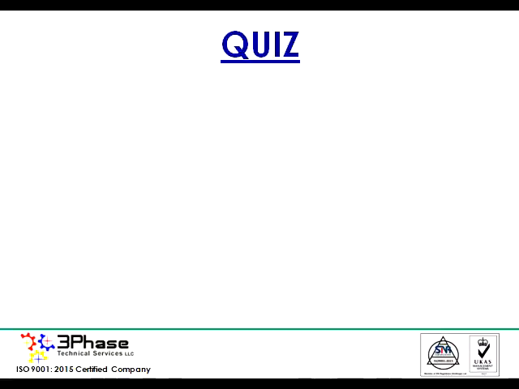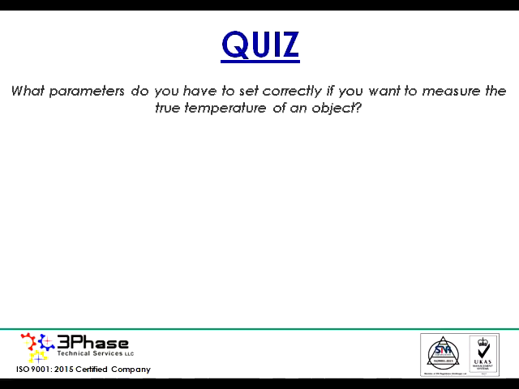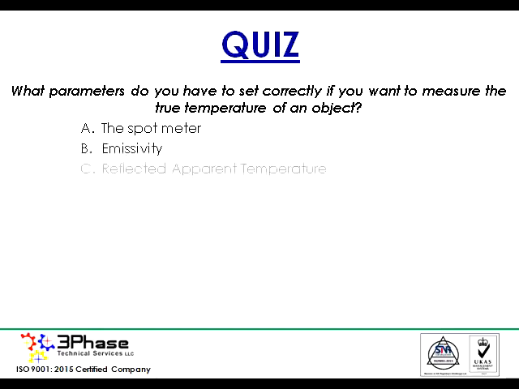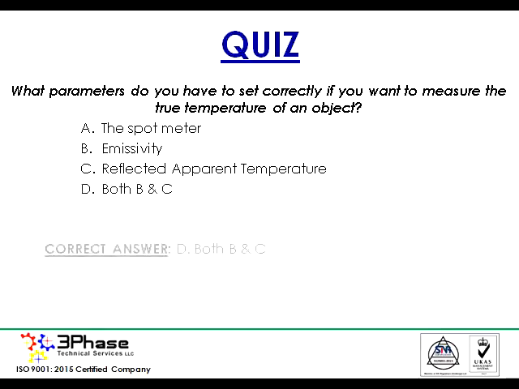Now let's have a second question. What parameters do you have to set correctly if you want to measure the true temperatures of an object? A. The spot meter. B. Emissivity. C. Reflected apparent temperature. D. Both B and C. Yes, you are right. The correct answer is D. Both B and C. Emissivity as well as reflected apparent temperature.